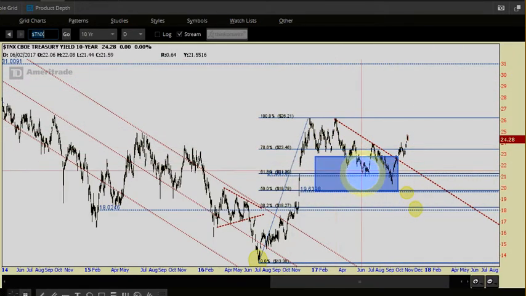It doesn't mean it's not still going to look choppy. It's just that larger trends are going to begin to unfold. All right, so that's the 10-year Treasury.